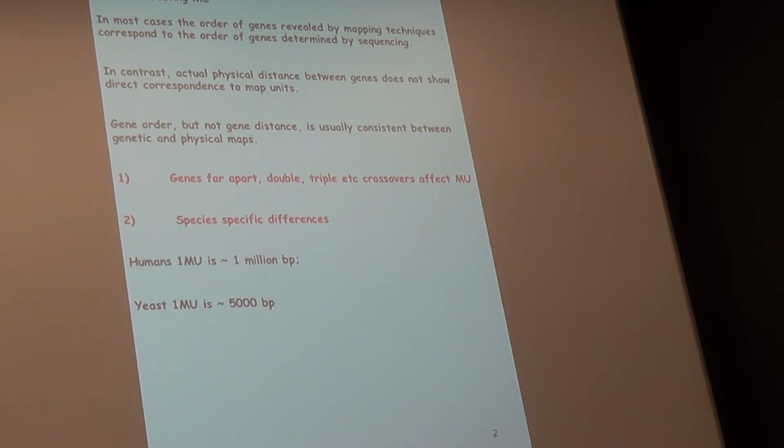Recombination is a function of double-strand breaks made during meiosis. So if you have greater number of breaks, then you will get greater number of recombination.